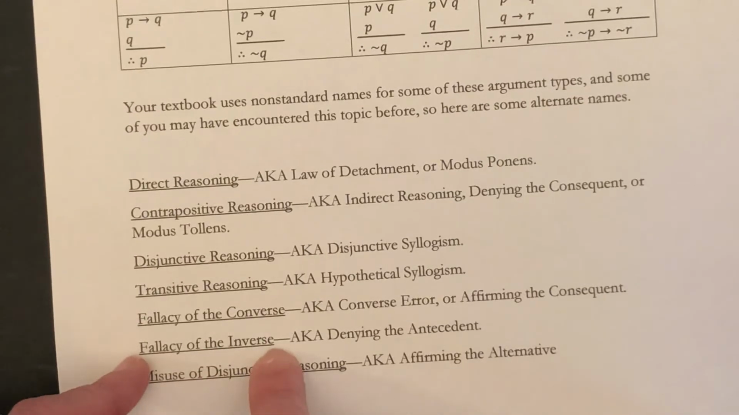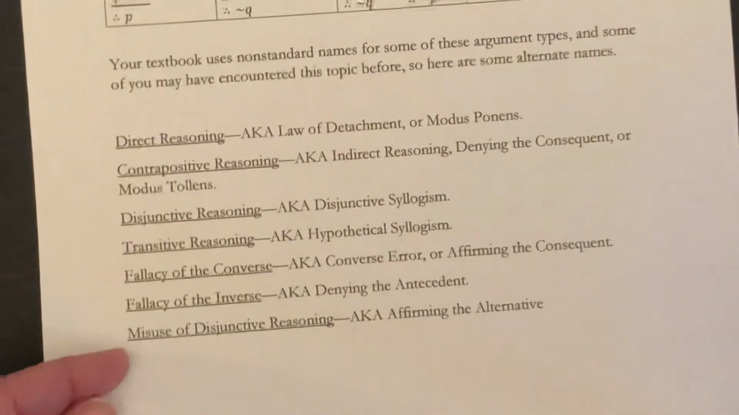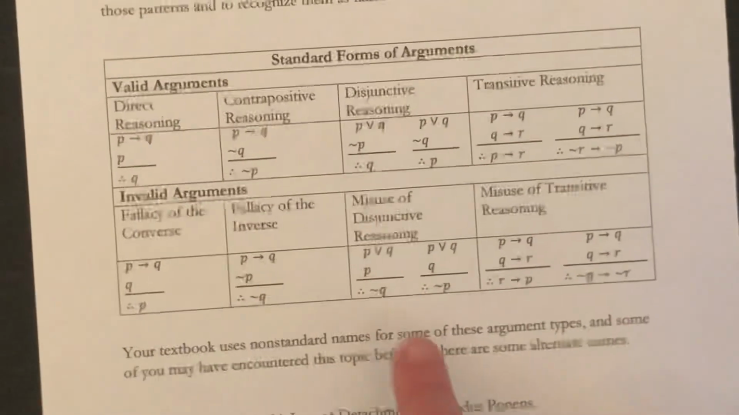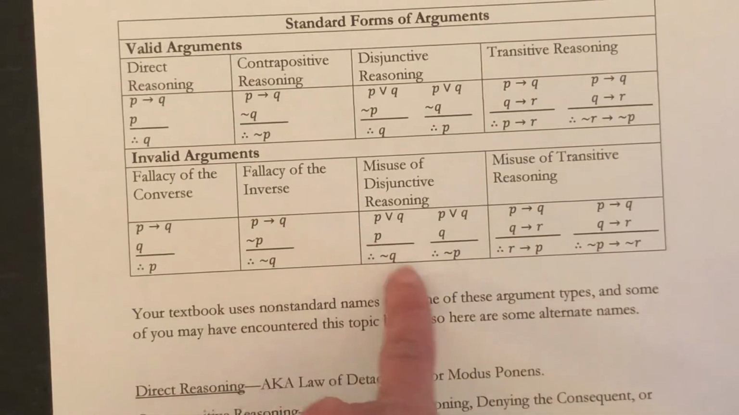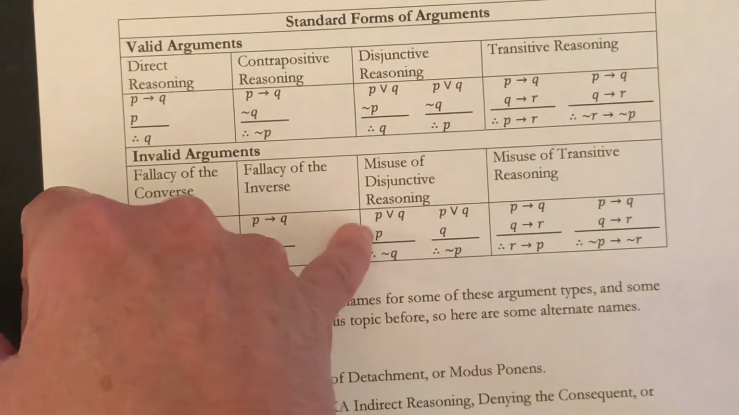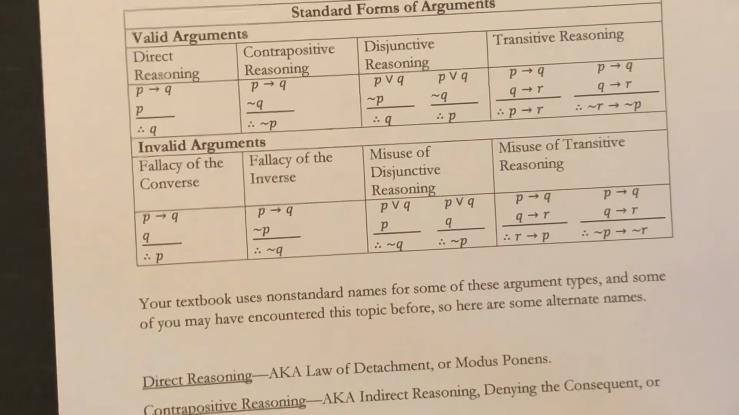Fallacy of the inverse is called denying the antecedent, denying the first part, and concluding not the second part. That doesn't work as well. And then there's the misuse of disjunctive reasoning, or affirming the alternative is what that one's called, where here we can't conclude that it's not the other one by just saying it is one of those. Okay.